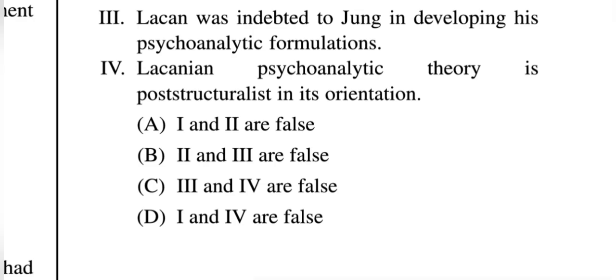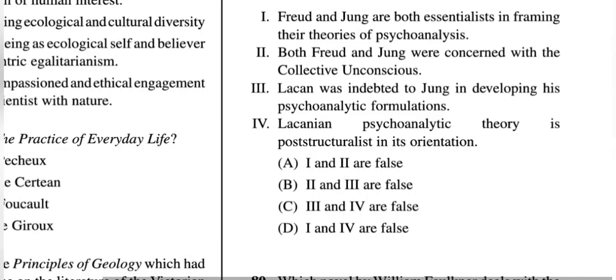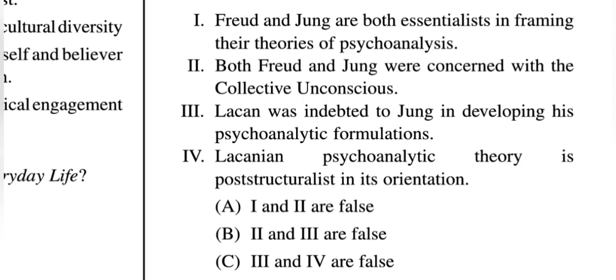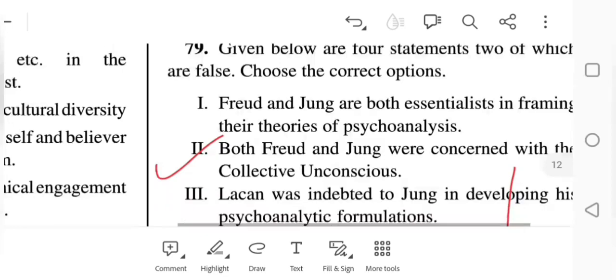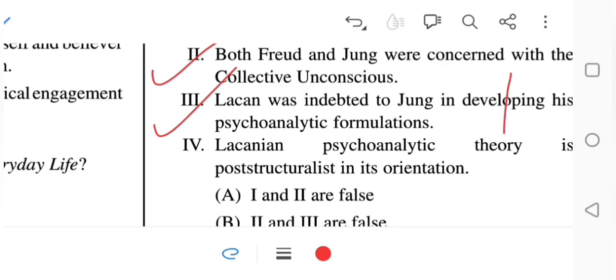So here we have to find out the false ones. Correct answer will be what? Correct answer will be B, that is 2 and 3 are false and the rest are okay. Number 79. Correct answer will be B. Yes, 2 and 3 will be wrong, but 1 and 4 will be correct.